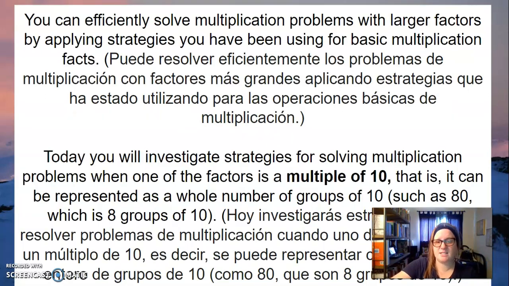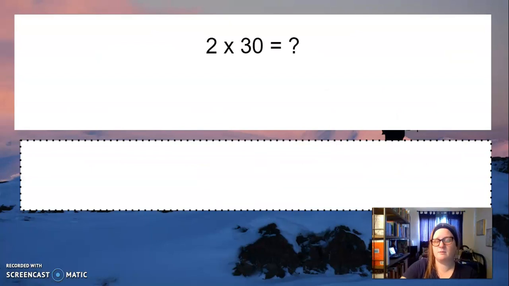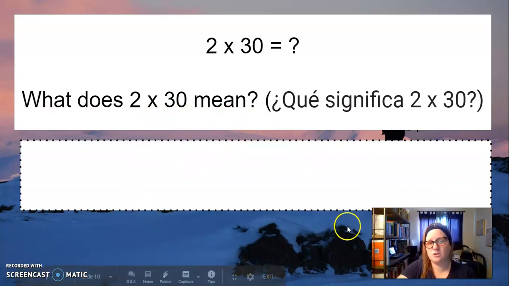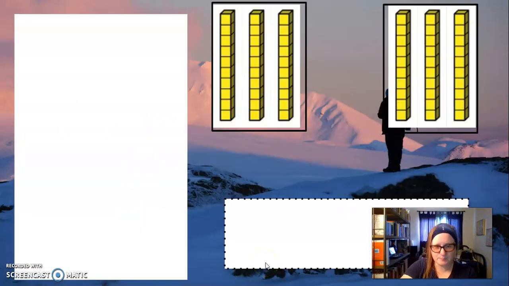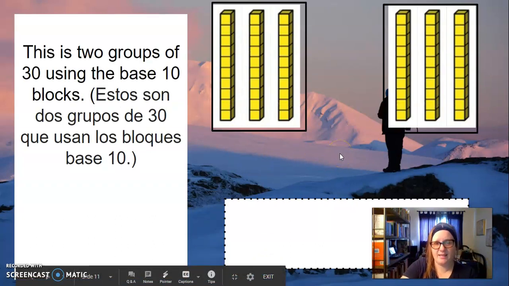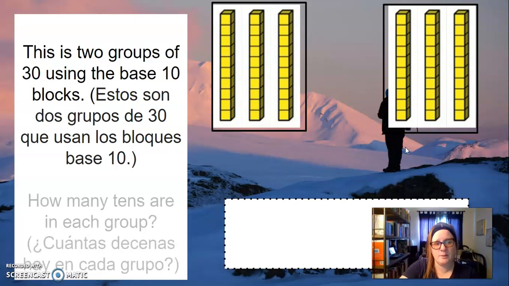So let's start off with something a little bit easier, which is 2 times 30, okay? Some of you, it's pretty easy to add up 2 groups of 30. That is what 2 times 30 means. It means 2 groups of 30, okay? So this is 2 groups of 30 right here using the base 10 blocks. You remember the blocks that we have in our classroom.